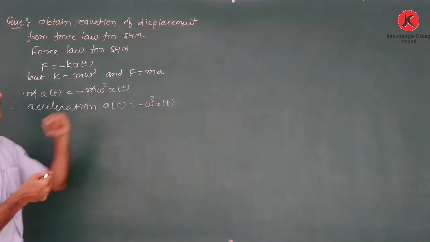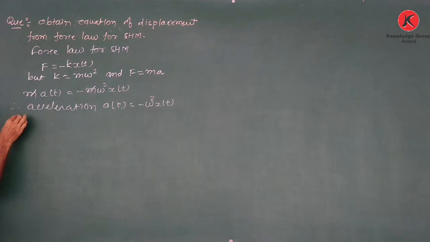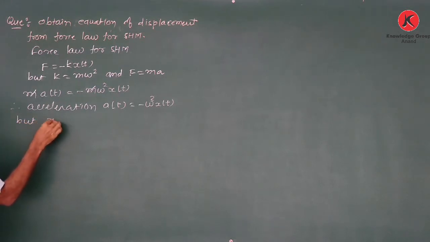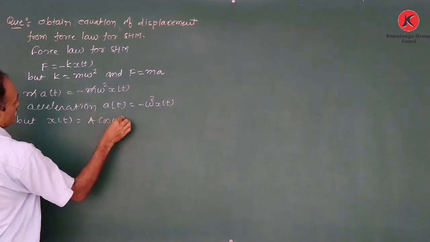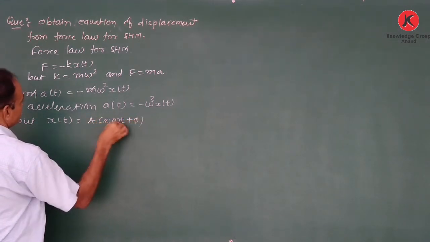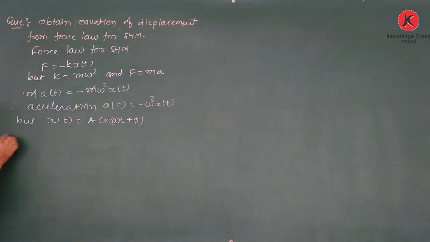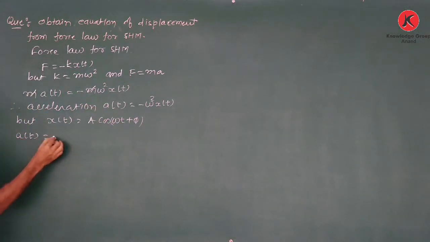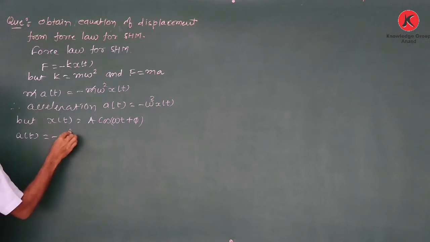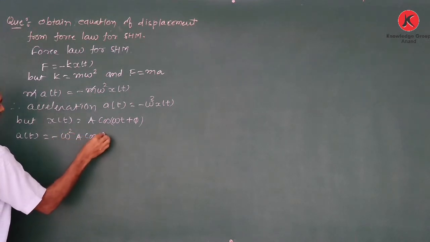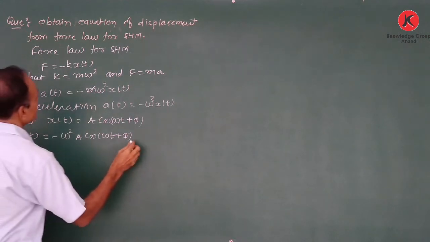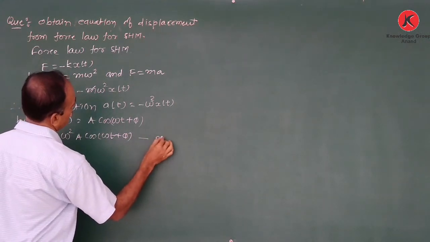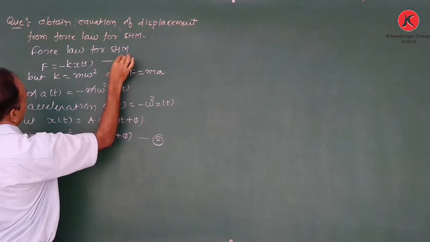Okay. Now, but x(t) is equal to A cos(omega t plus phi). Therefore, acceleration a(t) is equal to minus omega square A cos(omega t plus phi). That is our equation number 2. That is our equation number 1.